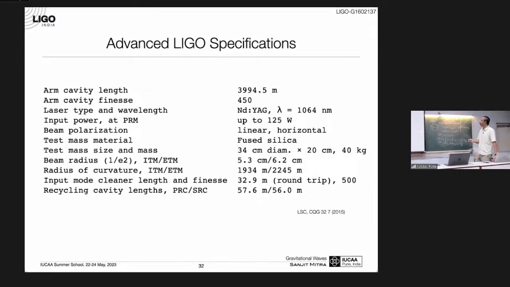I'll come to one more thing I missed. I'll come back there. You see the arm cavity length is almost 4 kilometer, and the finesse is actually 450, but if you do 2 into this by pi, then you will get that 300 bounces. Then what is interesting, this 1 foot is the diameter of the mirror, and the mirror is 40 kilo. Now you are thinking 40 kilo is like half a human weight. Why would you do that?